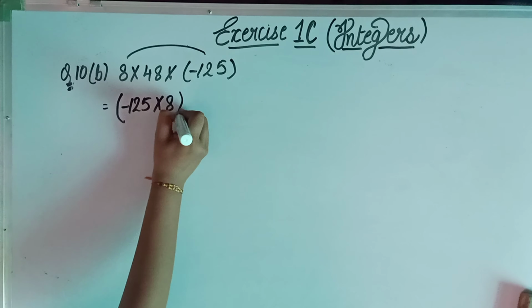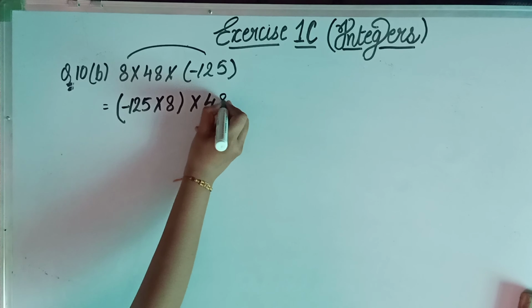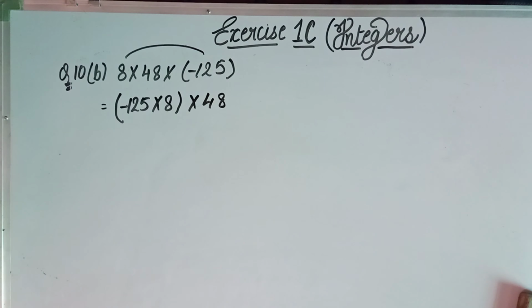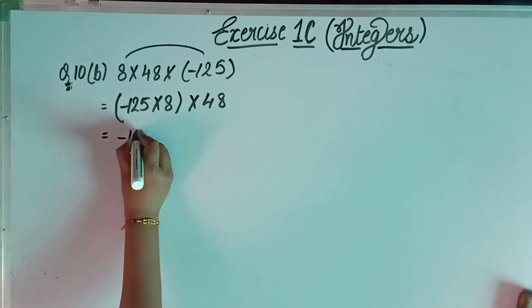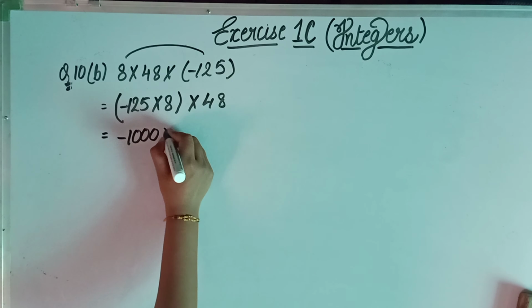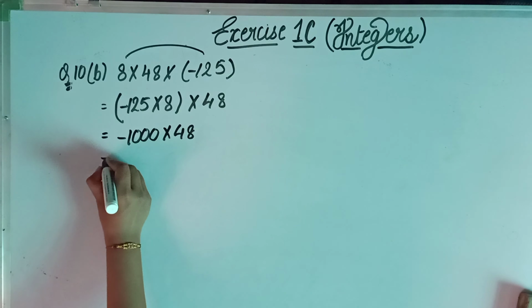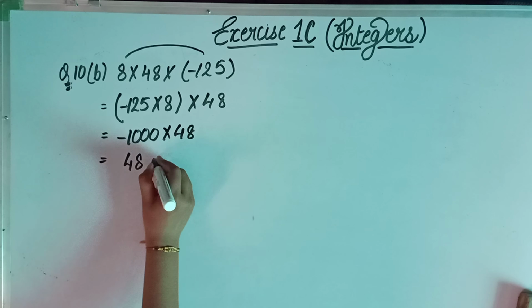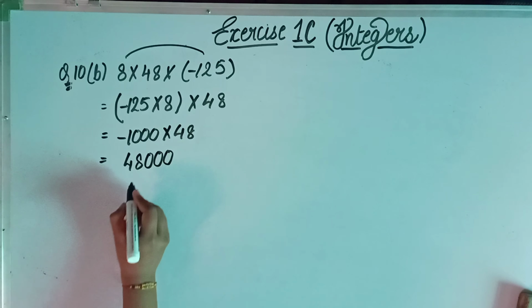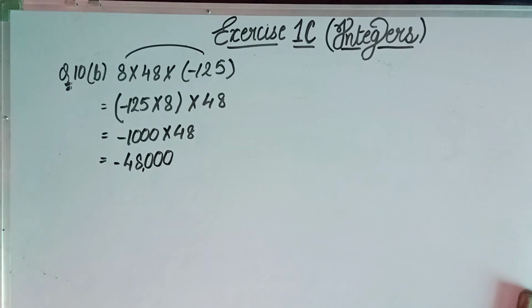I have put this in one group. Where is the rest of the number? I'm just writing it in a separate form. So 125 into 8 will give you minus 1000. Minus 1000, and here is 48. So after multiplying these numbers, you will get 48,000, along with the minus sign.